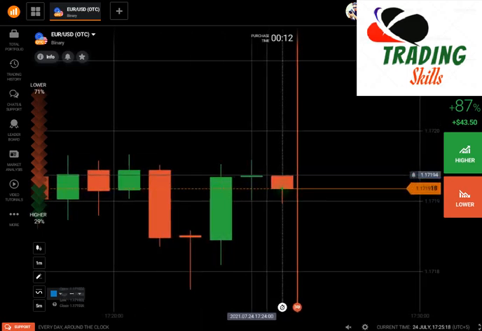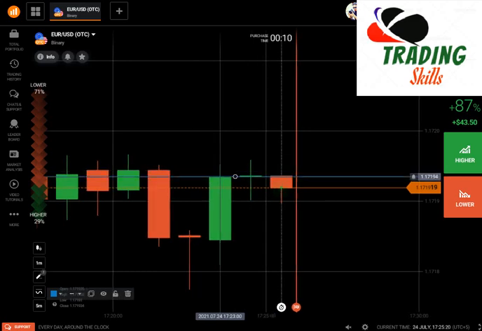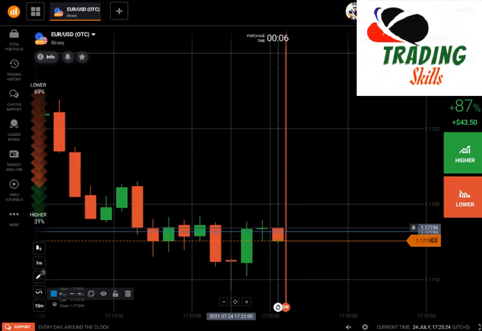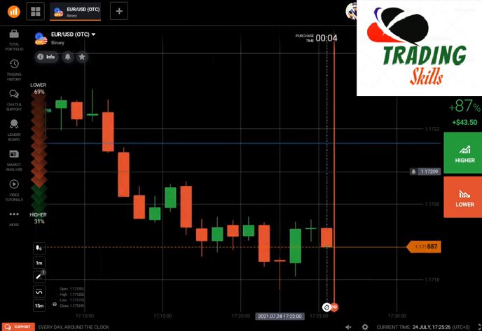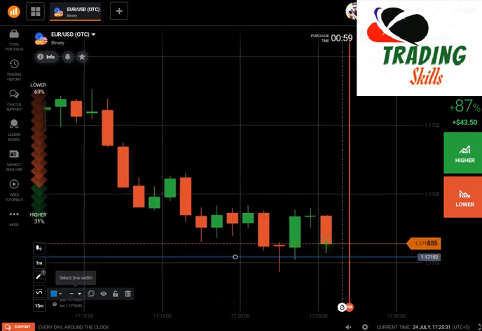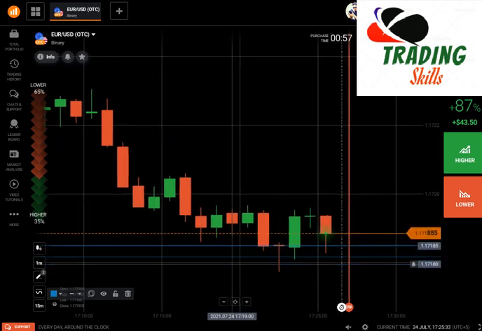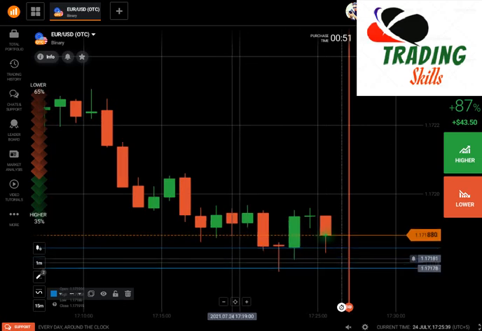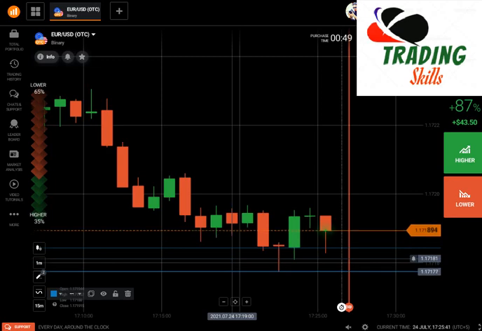So in today's session I'm going to take a few trades with 5-second confirmations. For that you can see the trend is a downtrend. If I want to draw a line here, I want to show you here. Okay, this is the level. This is the level.